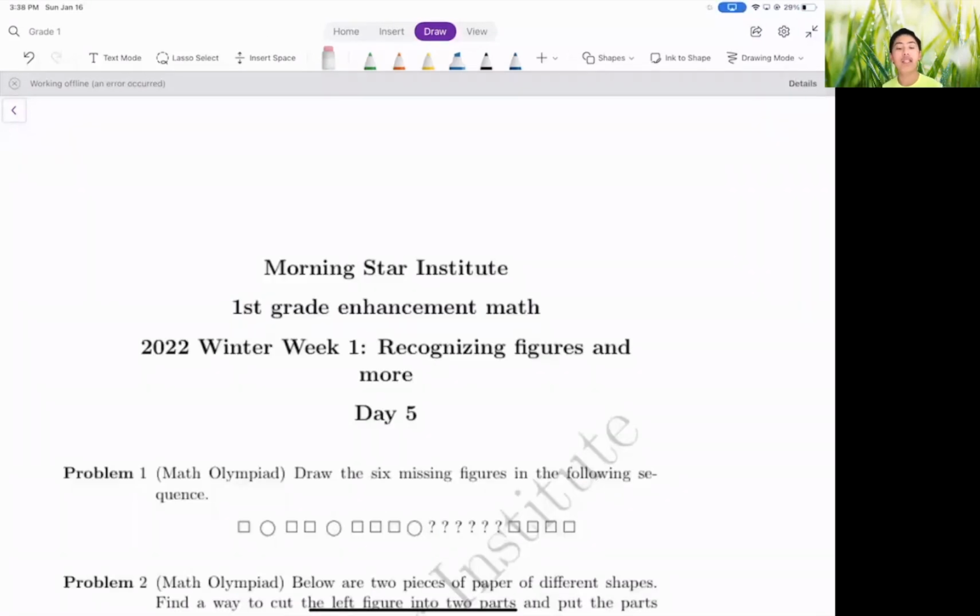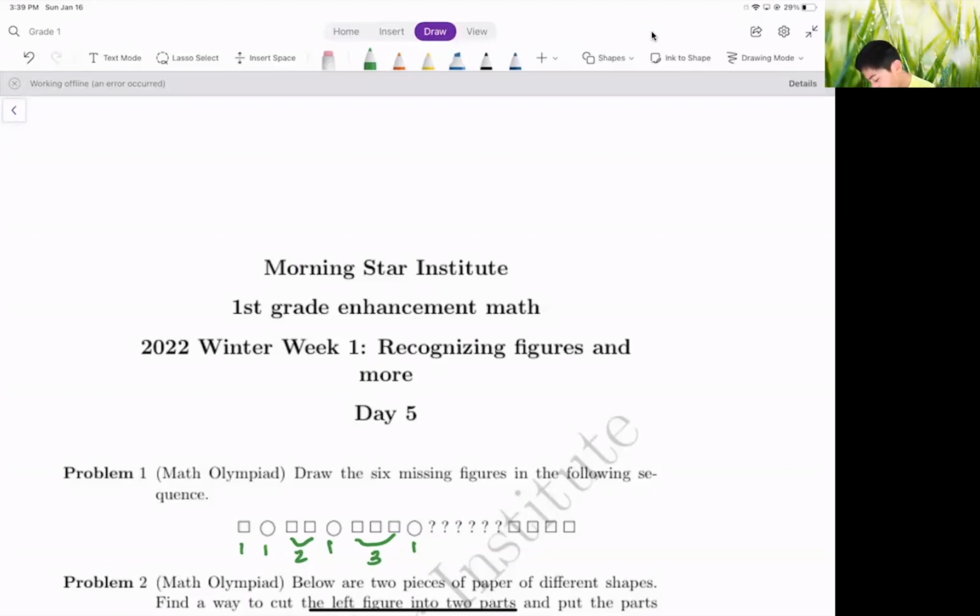Hello everyone, this is the Winter Week 1 Day 5 solution video. Problem 1, draw the 6 missing figures in the following sequence. So as we can see, we start off with 1 square and 1 circle. And then we have 2 squares and 1 circle. And then we have 3 squares and 1 circle. So then we can see the pattern is just 1, 2, 3. The squares are increasing by 1 every time, while the circles are staying the same.